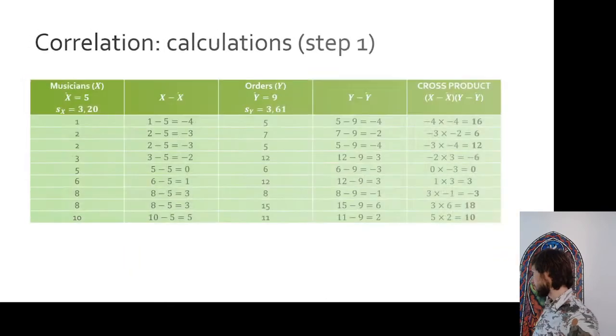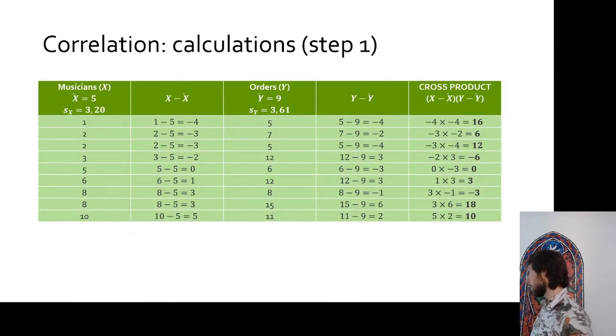Because this person does not deviate from the mean at all on musicians specifically, and that means you multiply 0 by -3. That does nothing. So that person will make the correlation veer more closely towards 0.